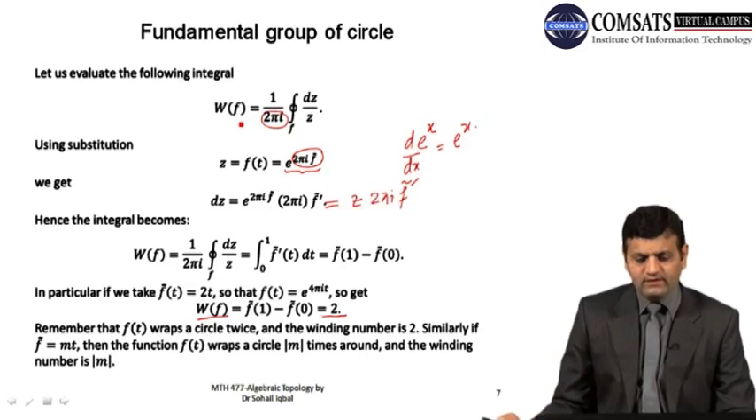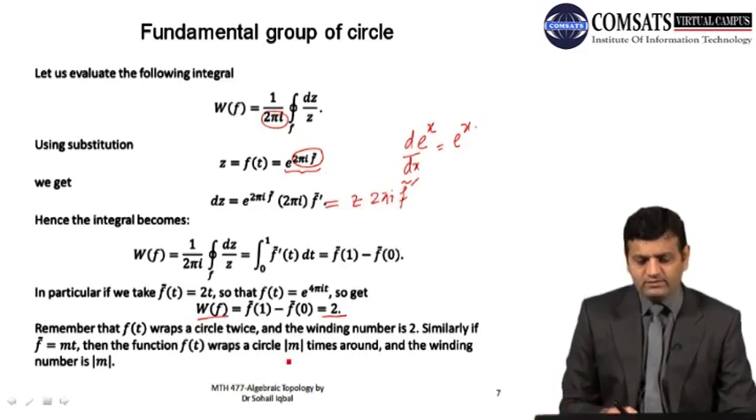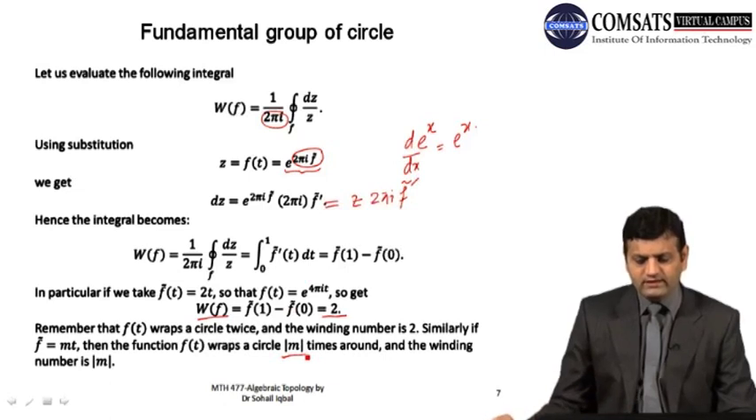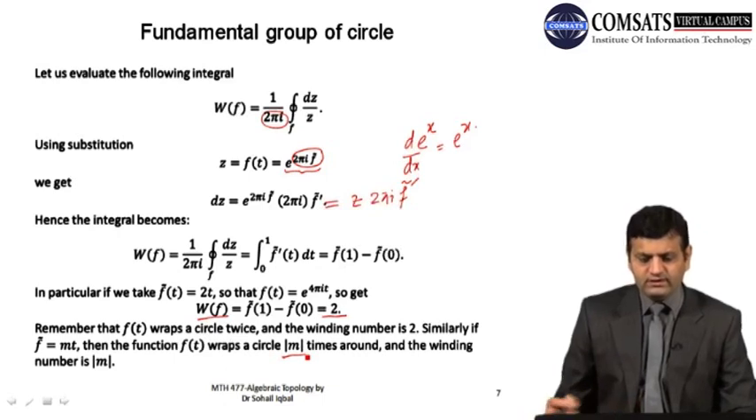Similarly, if f tilde is equal to mt, then the function f of t wraps the circle mod m times. We take the mod because m could be negative as well. And the winding number is mod of m. So we have seen a way of looking at functions whose values lie on a closed circle, and that there is a winding number involved.